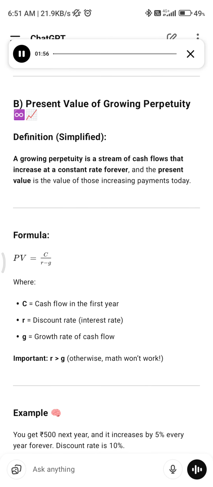Definition, simplified. A growing perpetuity is a stream of cash flows that increase at a constant rate forever, and the present value is the value of those increasing payments today. Formula, PV equals C/(R minus G), where C equals cash flow in the first year, R equals discount rate, interest rate, G equals growth rate of cash flow. Important, R must be greater than G, otherwise the math won't work.